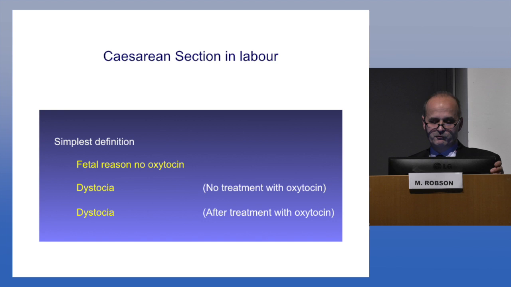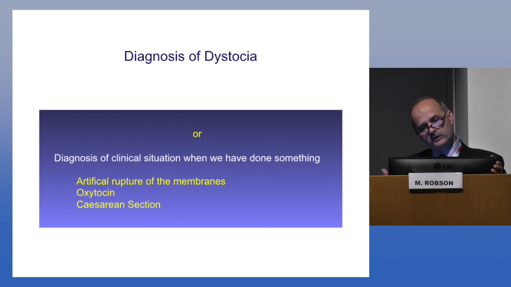And it's very useful because you've got an objective criterion there, oxytocin. Or you could use the diagnosis of dystocia, as many people do, when somebody comes in labor and you have a clinical event where we have done something, and we've done it because there's no progress.